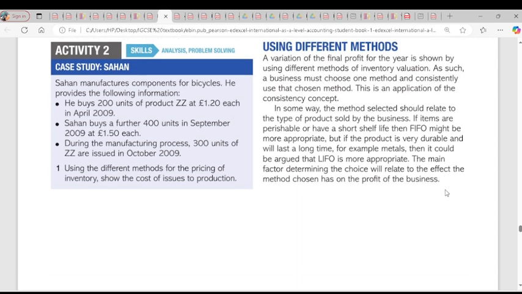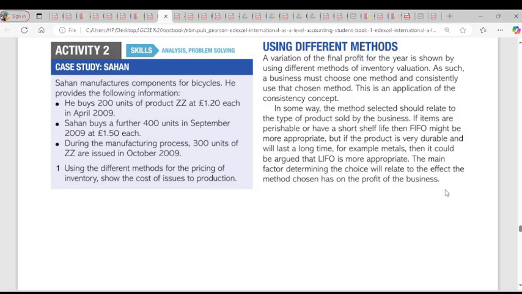Using different methods, I wrote that the method chosen by the business must be continuously used. This is the principle of consistency. Just like depreciation, when you use the straight line method, continue to use the straight line method. When you use the reducing balance method, continue to use it. And when you are using the valuation of asset method, continue to use it. We call it the consistency principle.